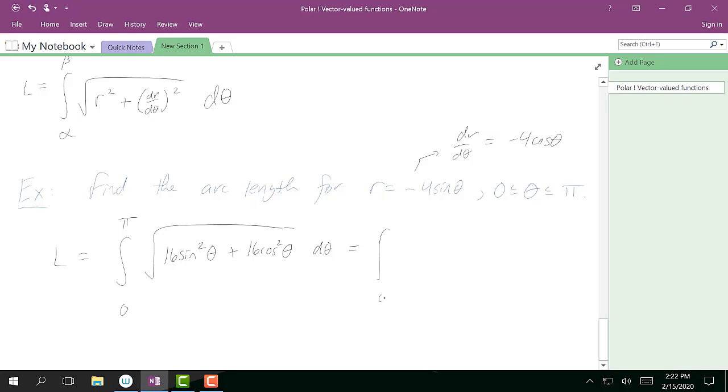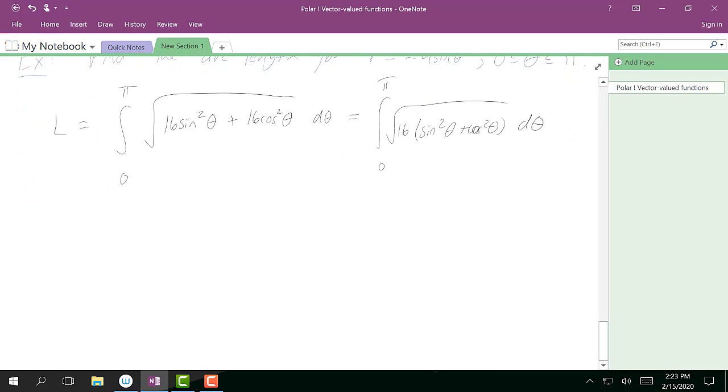What I'm going to get is the integral from 0 to pi. Factor out a 16 from both of these, and I get the famous sine squared of theta plus cosine squared of theta, which you should know by now is equal to 1. And so we just get the integral from 0 to pi of square root of 16 d theta. So this is going to be 4 theta from 0 to pi. So we end up with 4 pi. So a lot quicker than the last question.